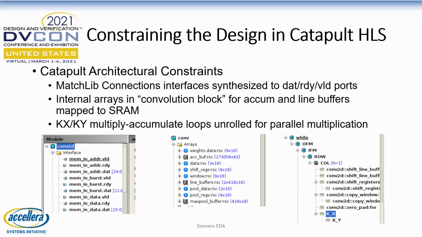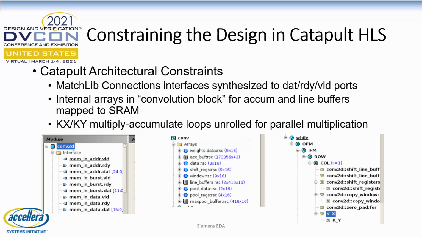The Catapult architectural constraints GUI shows that the MatchLib connections interface for our design have been synthesized to data-ready valid ports. This can be seen in the interface folder of the Catapult architectural constraints GUI. The arrays folder allows us to map arrays to memories. With this design, the accumulator buffer, the line buffer for the sliding window memory architecture, and the line buffers for the max pooling have all been mapped to dual port memories.